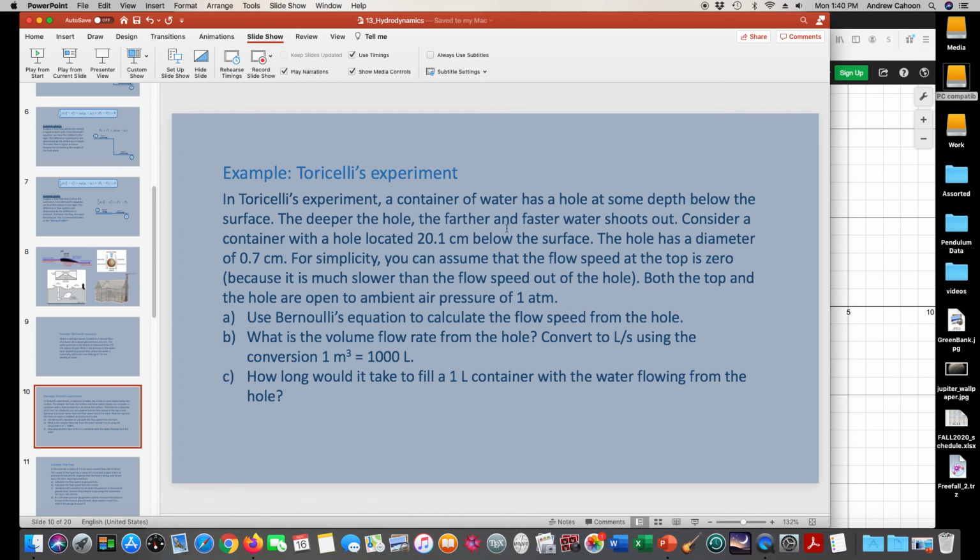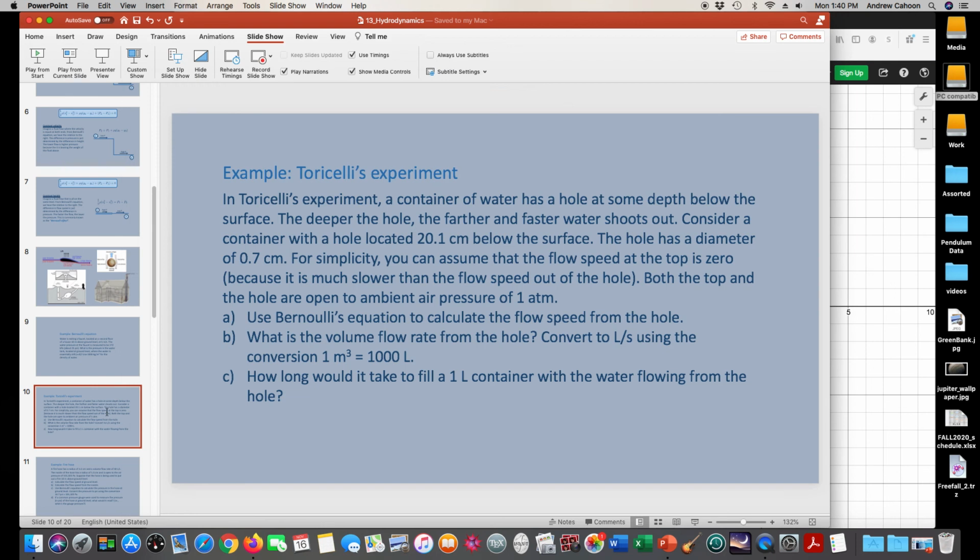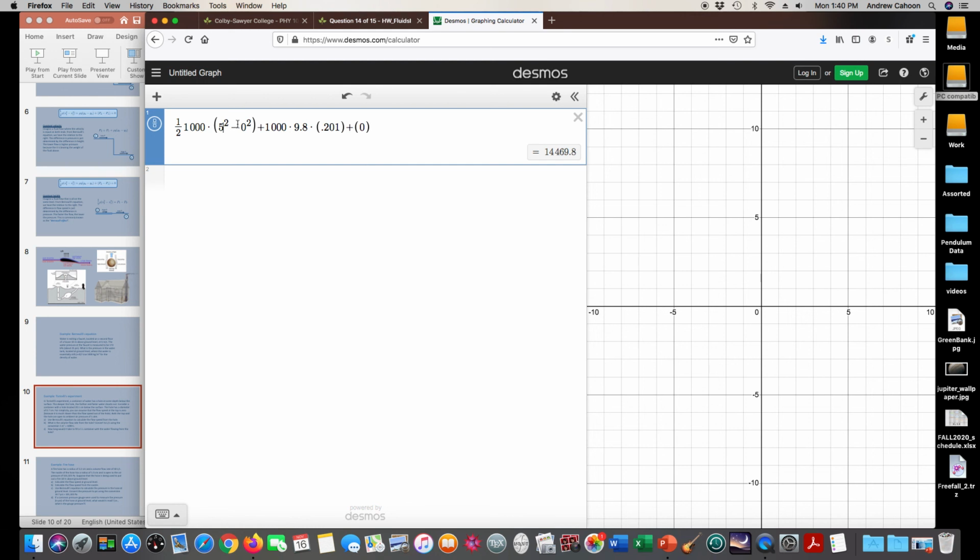Well, it's 20.1 centimeters below the surface. So if I say the bottom is my point 1 and the top is point 2, then this difference here would be 0.201 meters. That's a difference of 20.1 centimeters from bottom to top. And then the flow speed at the top is 0, so we have a 0 squared there and a V1 squared somewhere else. And this whole thing has to equal 0.